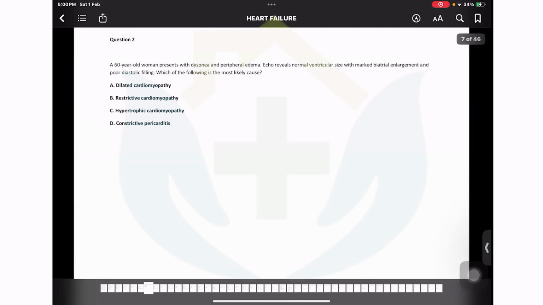Right-sided heart failure symptoms. Okay. Features of right-sided heart failure. Fine. And is there anything on the echo? Biatrial enlargement. Yes. Normal ventricular size, but marked biatrial enlargement on echocardiography. Okay. So that is also very important to remember, the echo findings.